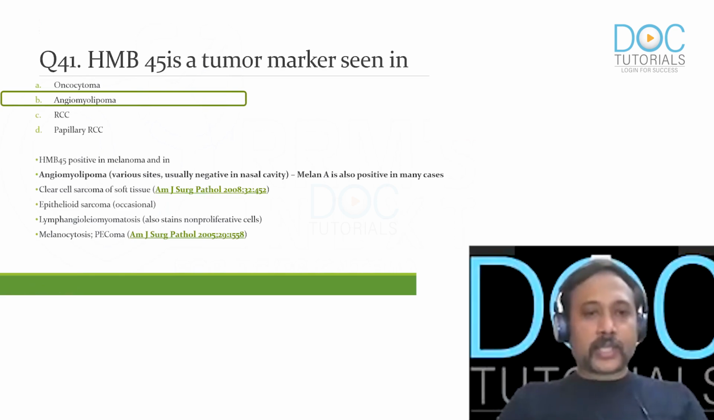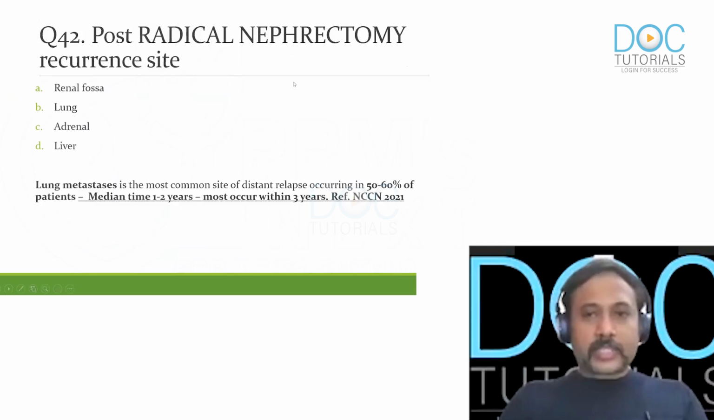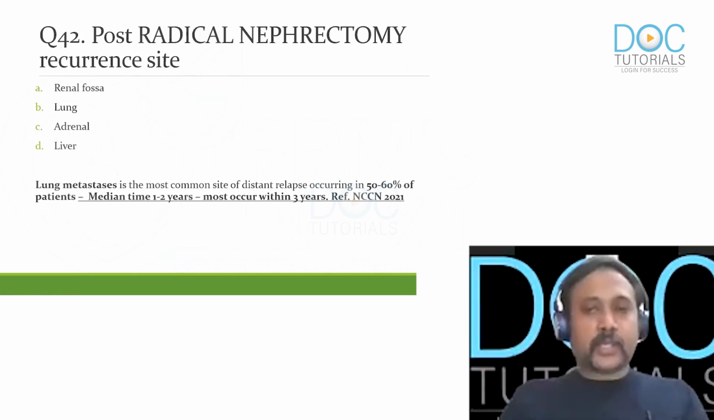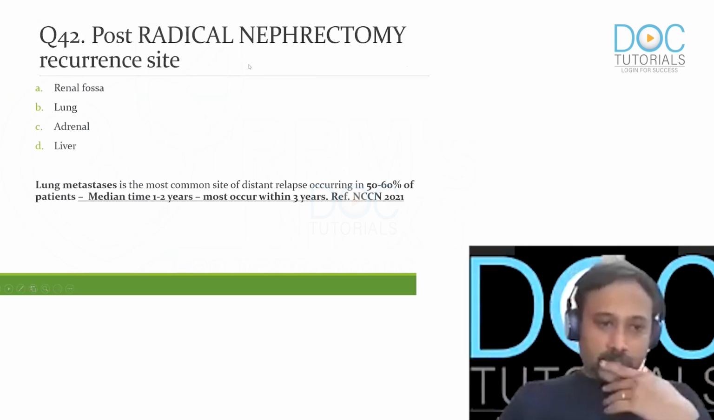So all these are the cases where you will have HMB45 as a staining marker. The other alternatives that may be asked are clear cell sarcomas, which may come as an MCQ, and PEComas may come as MCQs. All these are other areas where HMB45 stains positive. S100 is not considered to be the most sensitive or specific marker. It is HMB45 and melan-A that are more relevant as far as IHC staining is concerned.